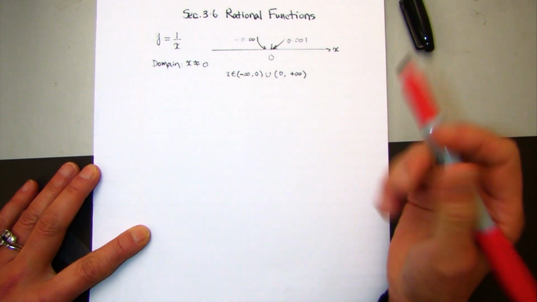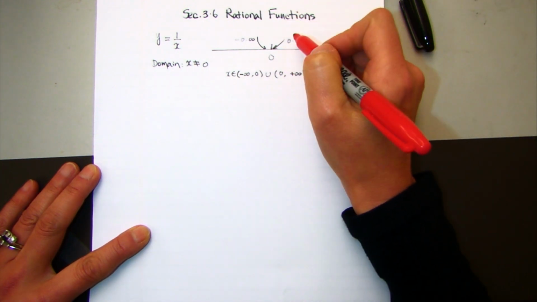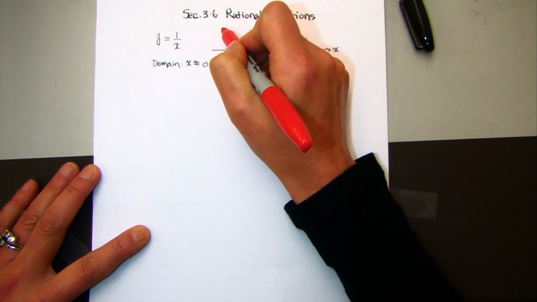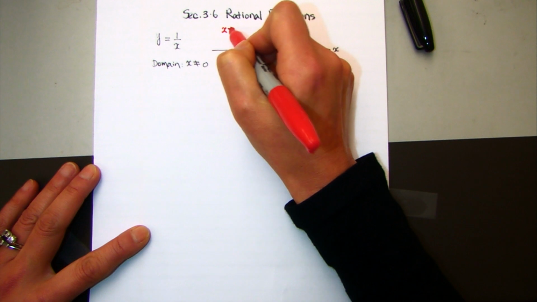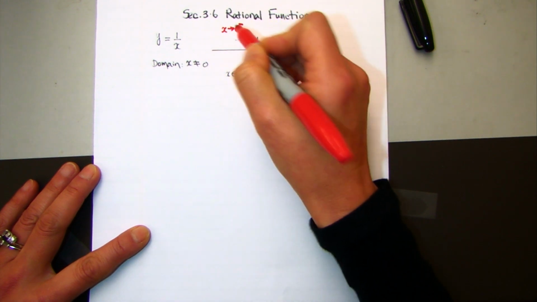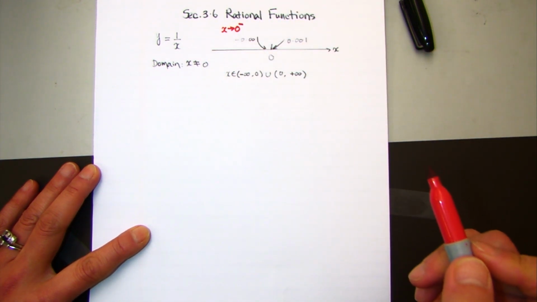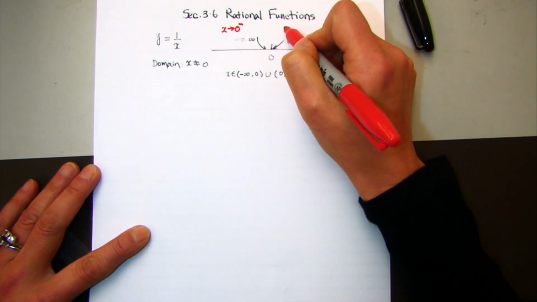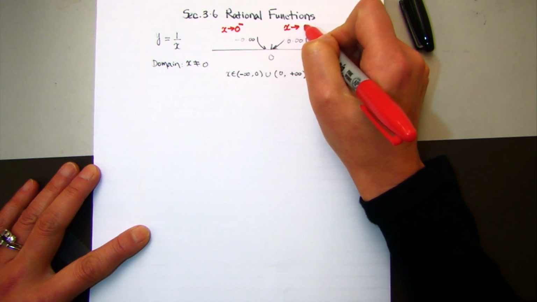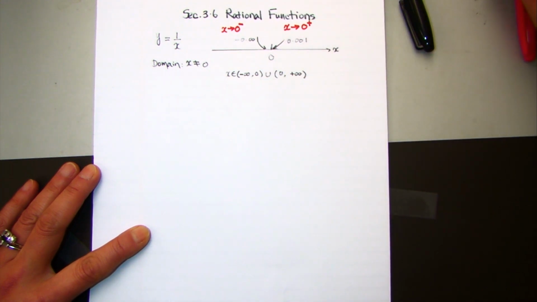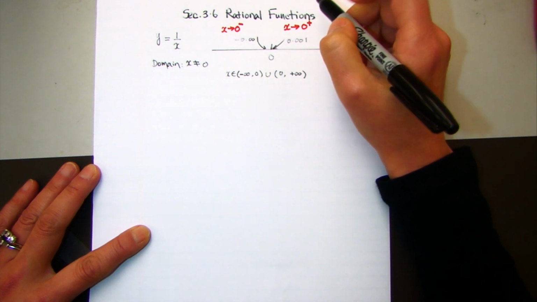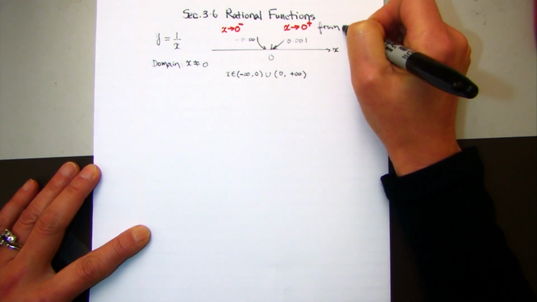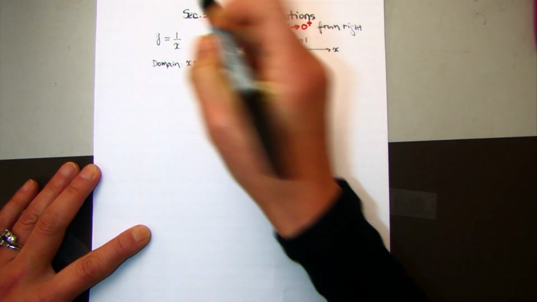Okay. Now let me introduce terminologies. When you get really close to 0 from the left-hand side, we write x approaches 0 with a tiny negative sign. That tiny negative sign means left. And if you are approaching x from the right-hand side, we say x approaches 0 from the right. So let me write a note for you. From right, from left.